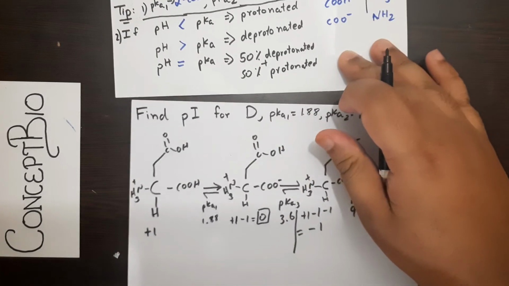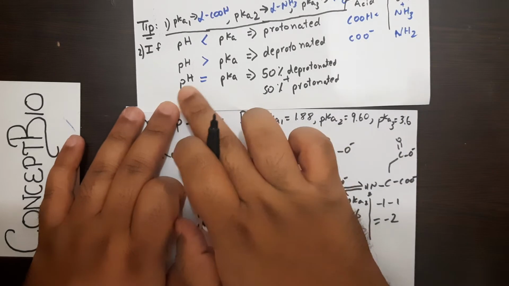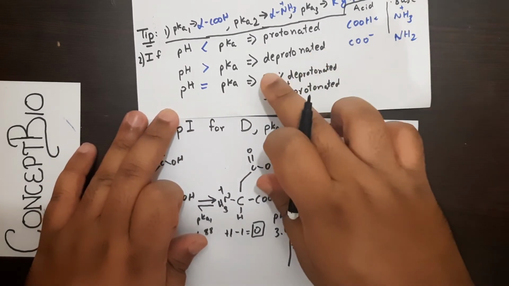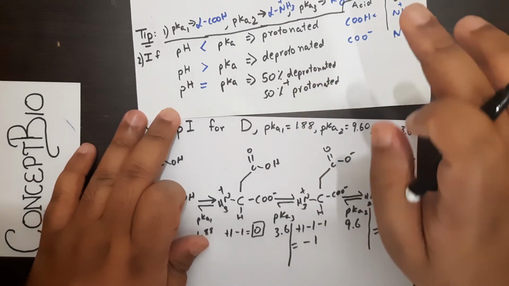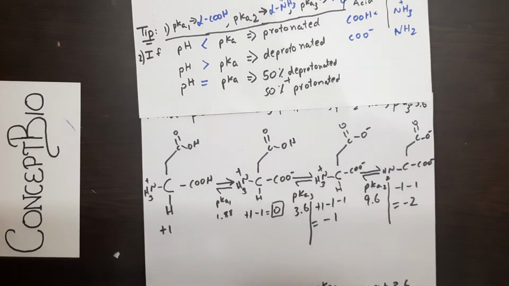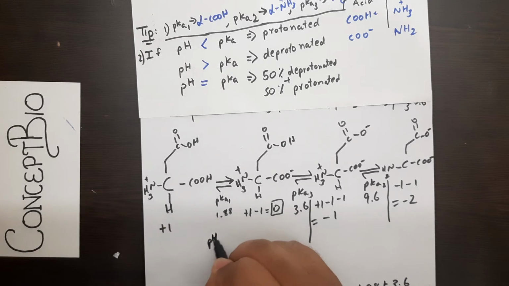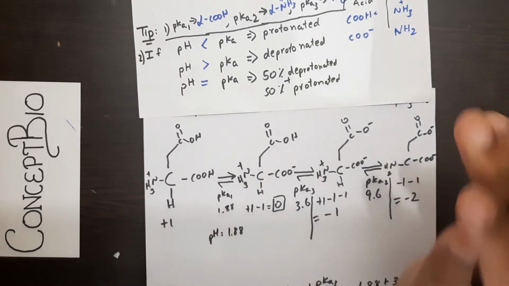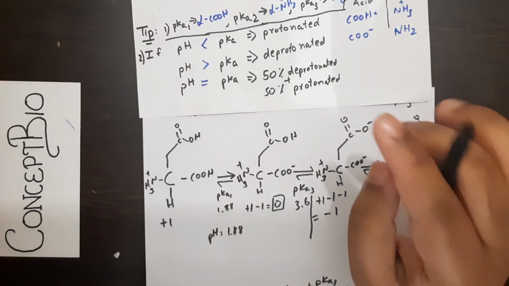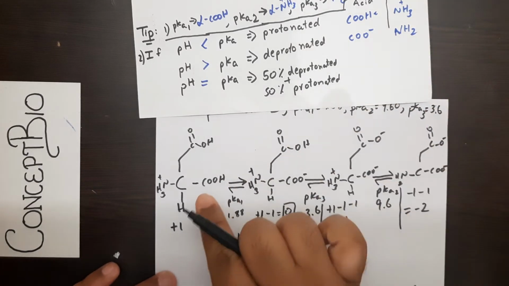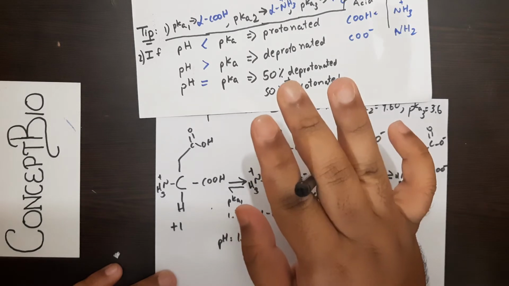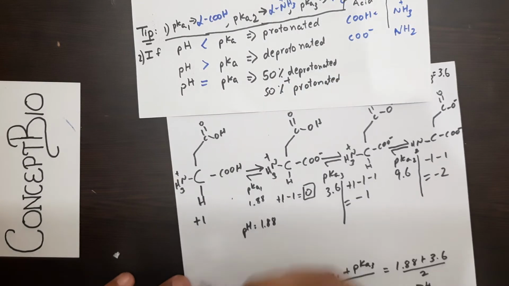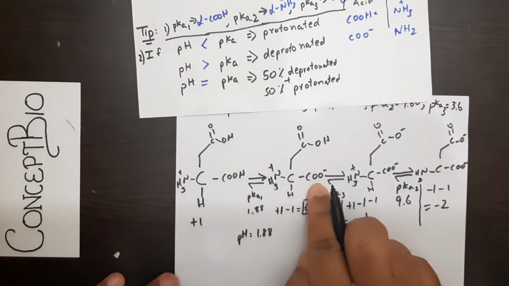Now you can ask me, I had forgotten to mention this, if pH is equal to pKa, what would happen? Now I told you it's 50% deprotonated and 50% protonated. What does that mean? Suppose my pH is equal to 1.88. That means it's exactly equal to pKa1. That means 50% of the COOH will be in its deprotonated stage and 50% will be in its protonated stage. So let's look at how it will look. So 50% will look like this and 50% will look like this.